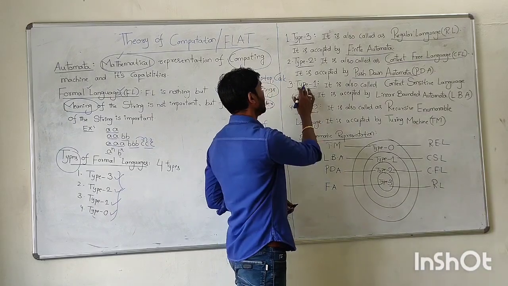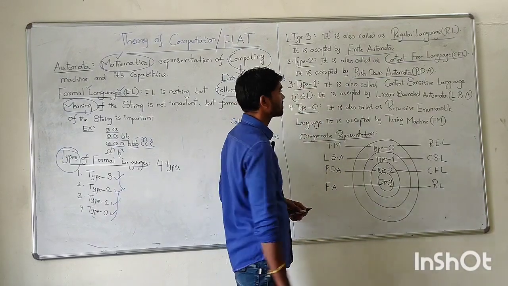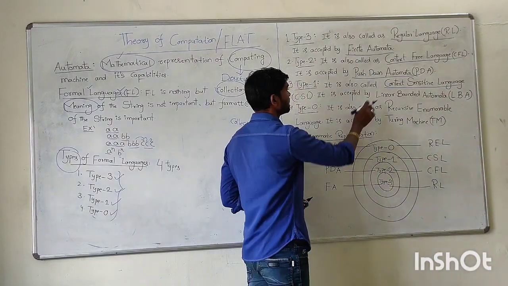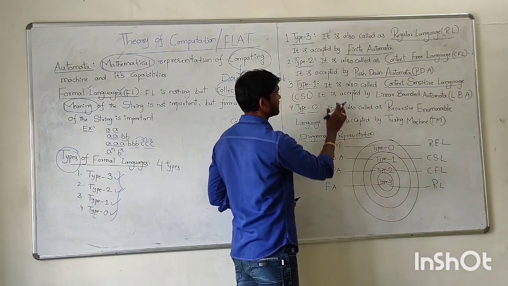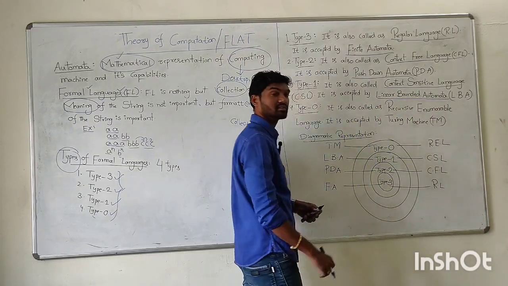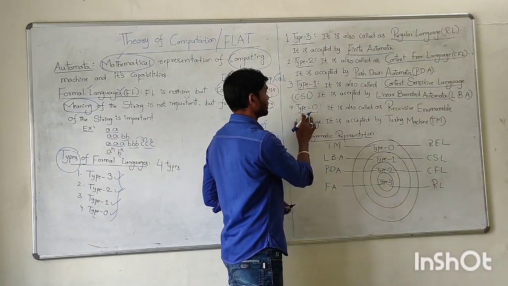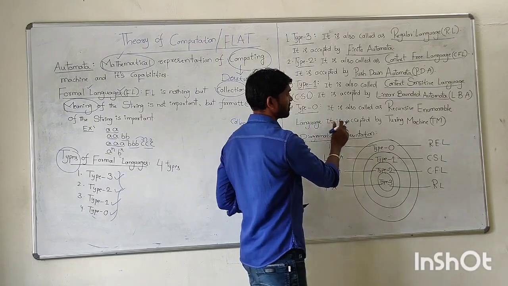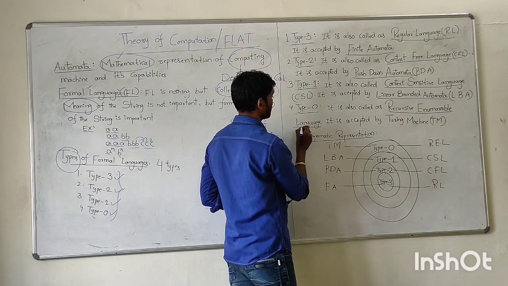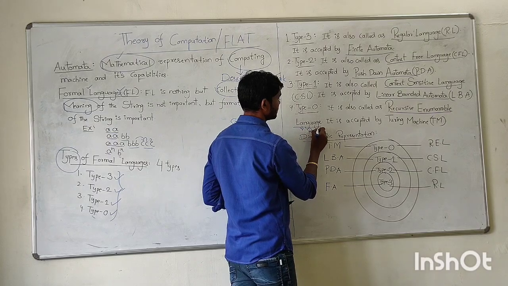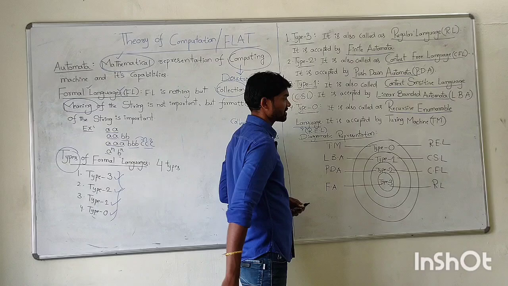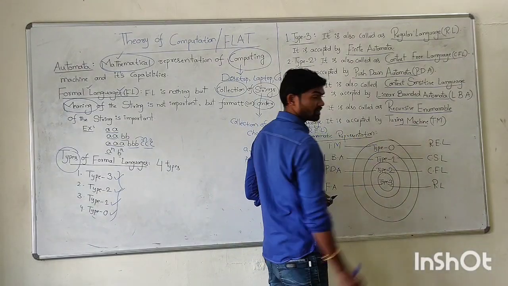Type 1 language is also called context sensitive language, and it is accepted by an automata called linear bounded automata. And the last language is type 0. It is also called recursive enumerable language, or REL, and this type 0 language is accepted by Turing machine.